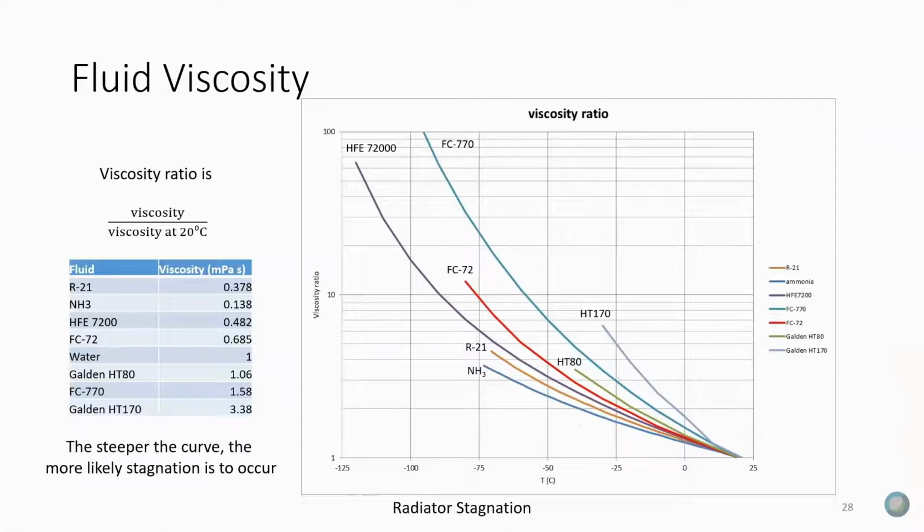But what's happening with things like the HT80 and FC72, they have a higher curve. So this is going to be more difficult as it gets colder. The viscosity is going to get higher. It's going to be more prone to stagnation. So you have to be aware of that. FC7770, which is, by the way, a good fluid that's not particularly toxic, has a very steep viscosity curve, so it's not real good for this application. Same thing with HT170, that it's got a very steep viscosity curve.